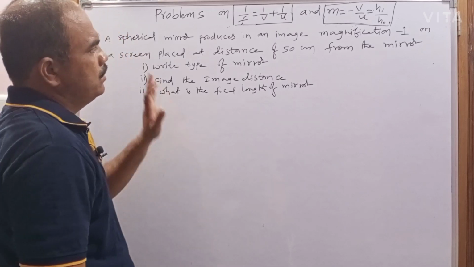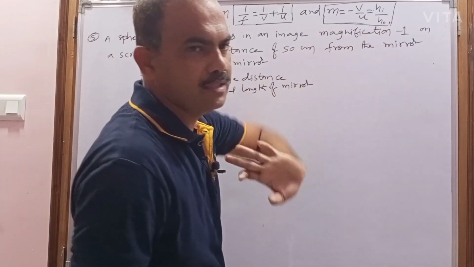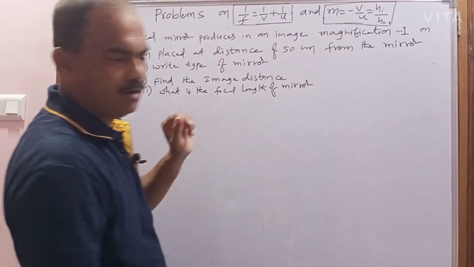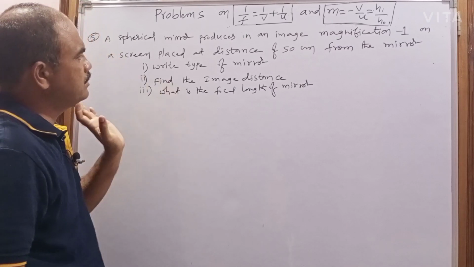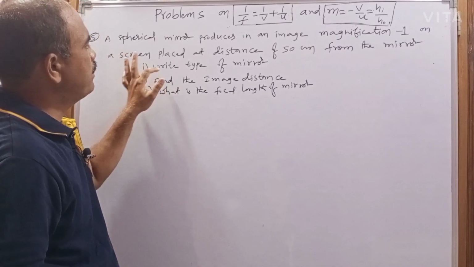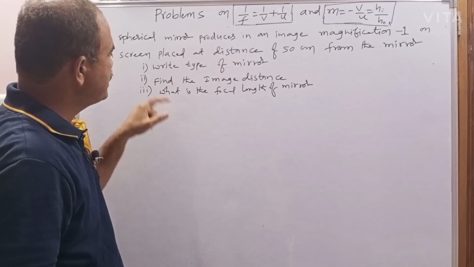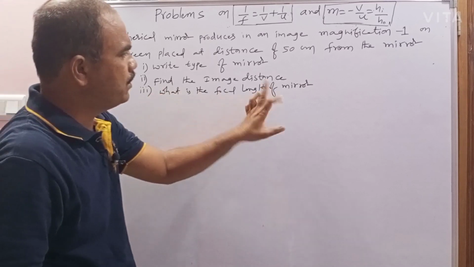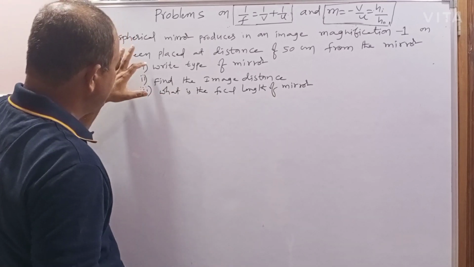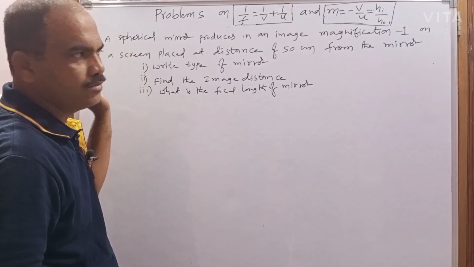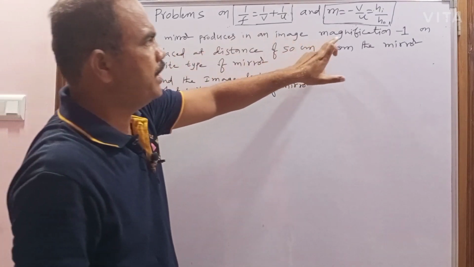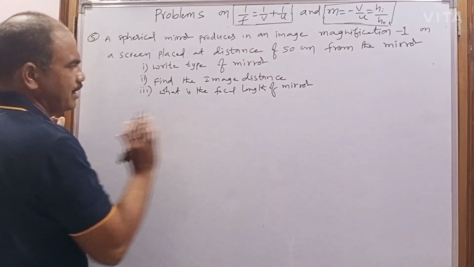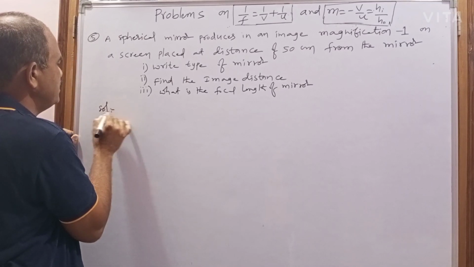But to guess the mirror, what is given? Magnification is given. So here what is the magnification? -1. By guessing that, what answers do we have to tell? First, write the type of mirror, second, find the image distance, and third, what is the focal length of the mirror. To find these, what is given in the problem? Magnification of the mirror and the object distance are given. First you write what is given.